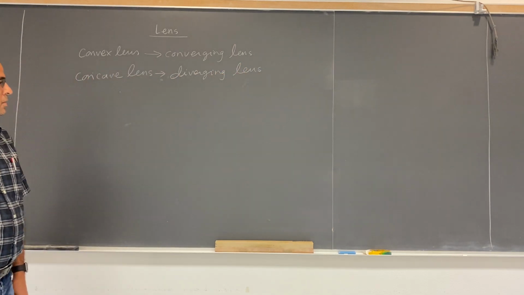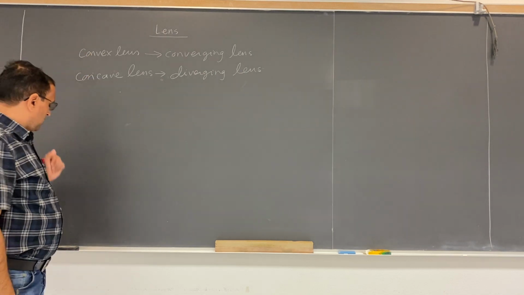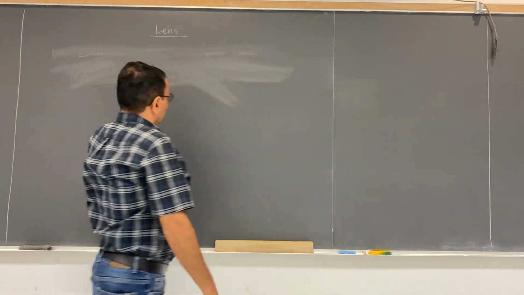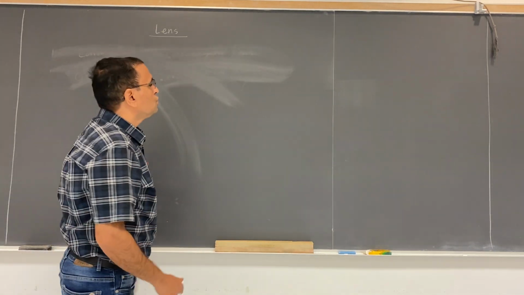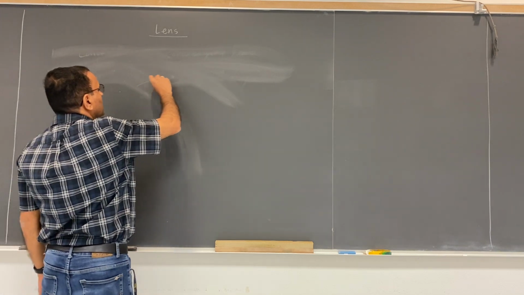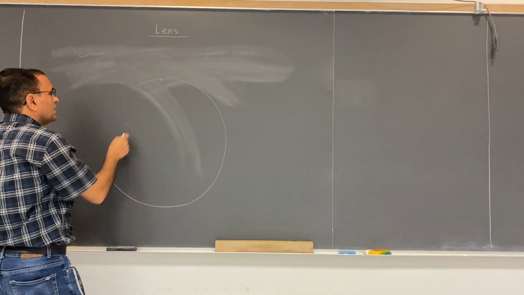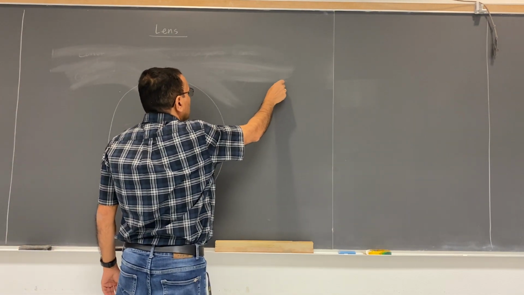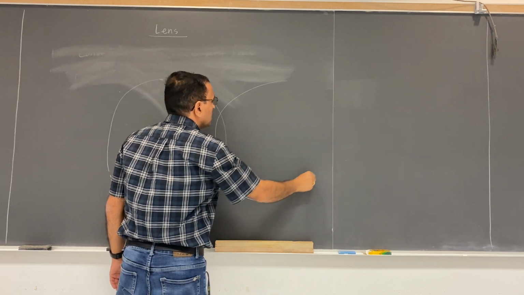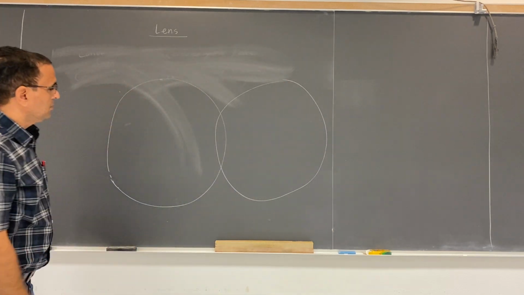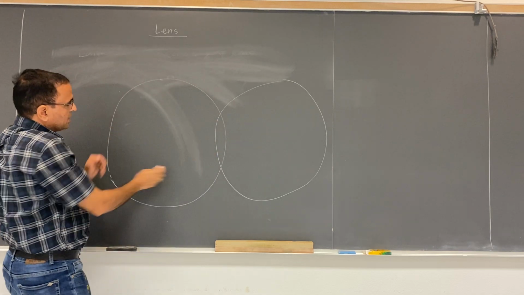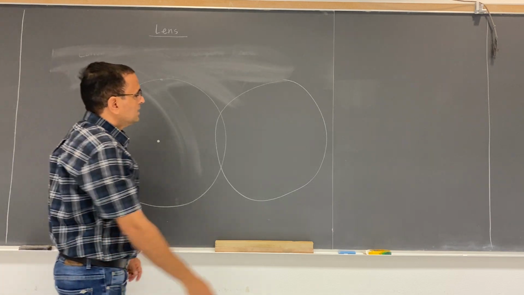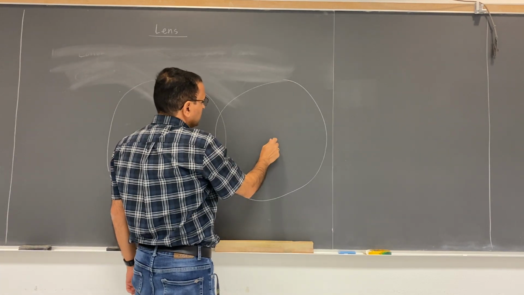Okay, so let us talk a little bit more about the convex lens. The convex lens has two surfaces. It is something like this. This is one spherical surface and another spherical surface. You combine them. So this spherical surface has a center right here. And this spherical surface has a center right there.